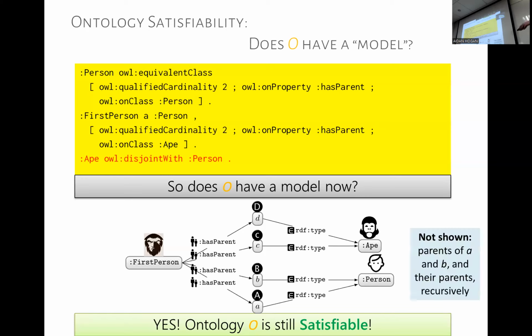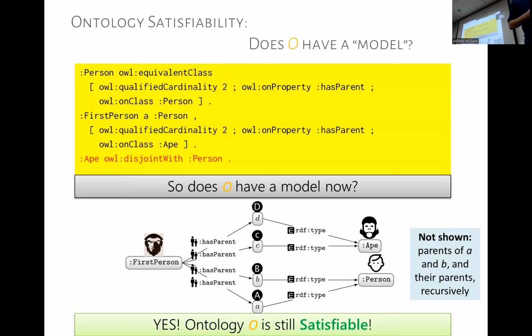And again, just not shown, there's a bunch of stuff here that we would need to add to make it a full model, but it's the basis of the model. So we have in our ontology allowed this sort of case where first person has two parents that are apes, two parents that are people, and this is completely compatible with everything we've described here.